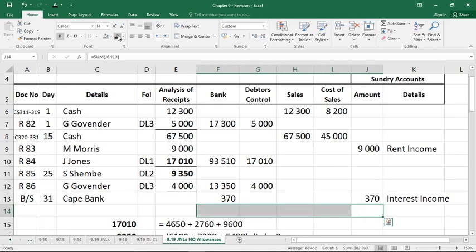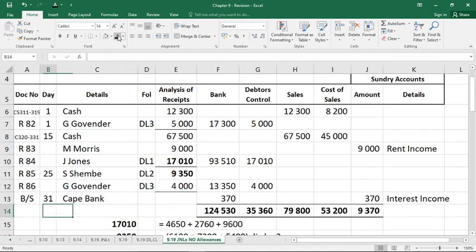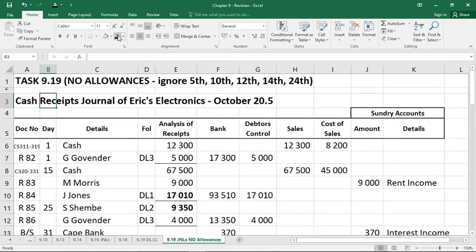We can now total all our columns for the CRJ. Remember, we never total analysis of receipts, and we have then completed our transactions for task 9.19.